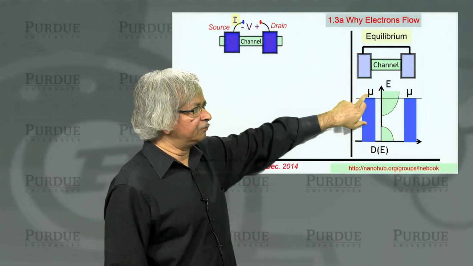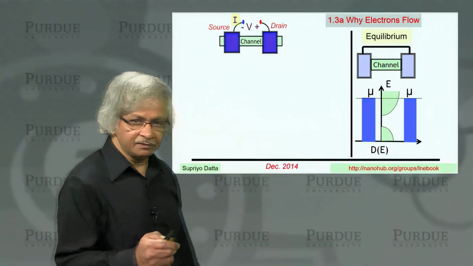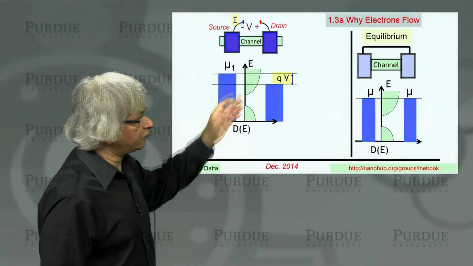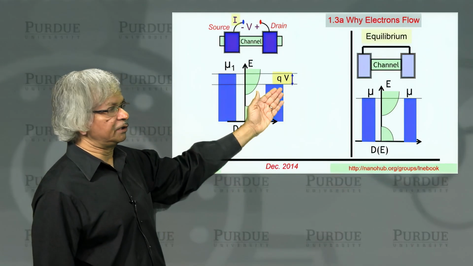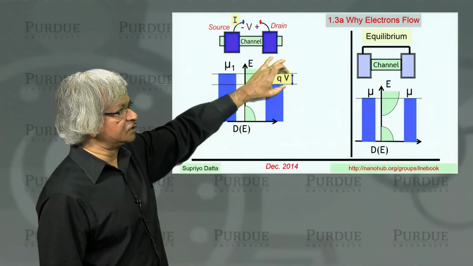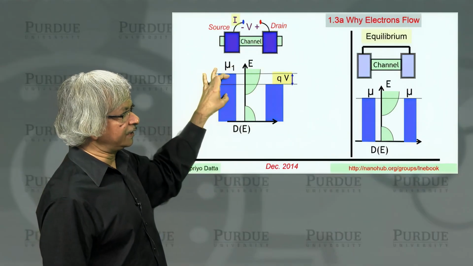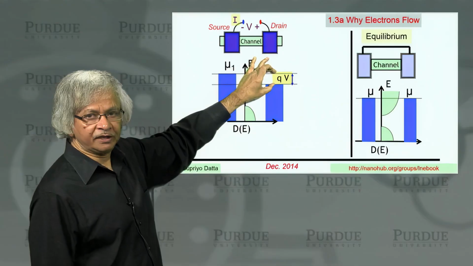At equilibrium, both contacts have the same mu, the same electrochemical potential. Out of equilibrium, you have two different electrochemical potentials. The positive side is lowered with respect to the negative side by the amount QV.